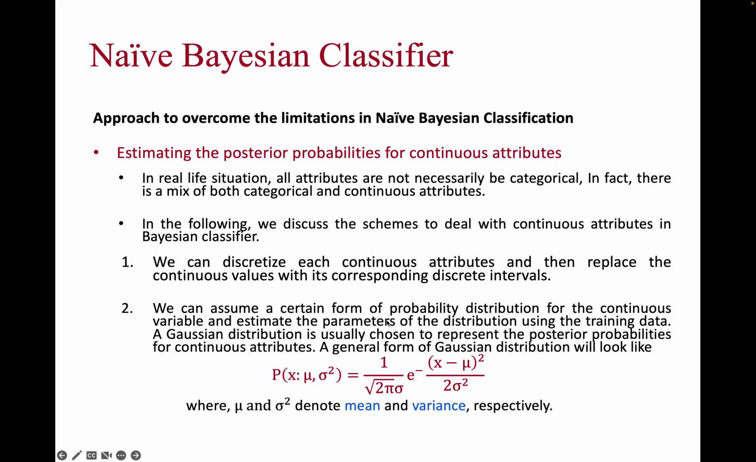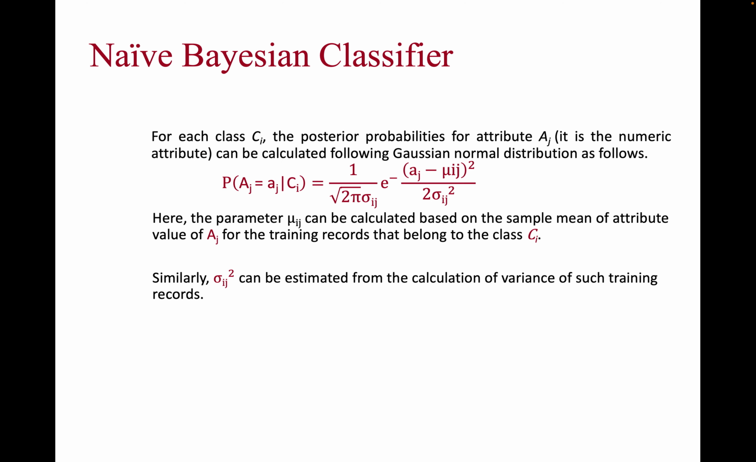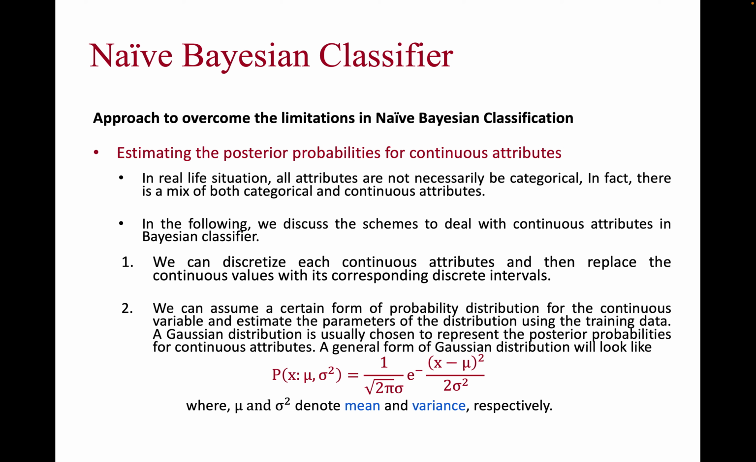We can assume a certain form of probability distribution for the continuous variable and estimate the parameters of the distribution using the training data. A Gaussian distribution is usually chosen to represent the posterior probabilities for the continuous attributes. A general form of the Gaussian distribution will look something like this, where mu and sigma squared denote the mean and variance respectively, with a factor of root 2 pi.